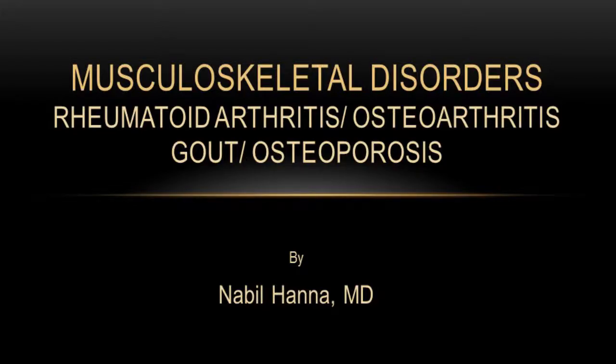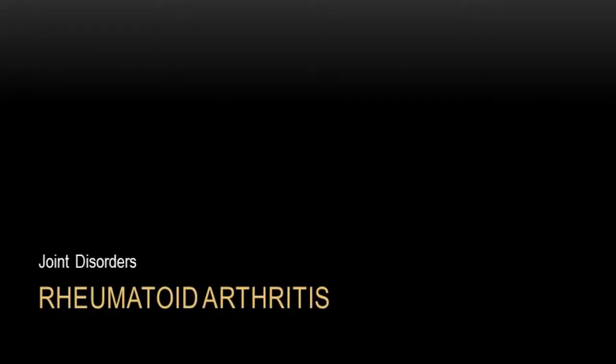musculoskeletal disorders. We're going to be talking about arthritis, whether rheumatoid arthritis or osteoarthritis. We're going to be talking about gout, and finally we're going to be talking about osteoporosis. Let me start with rheumatoid arthritis. Rheumatoid arthritis. Yes, the name includes arthritis, but don't forget, rheumatoid is a systemic autoimmune inflammatory disorder.